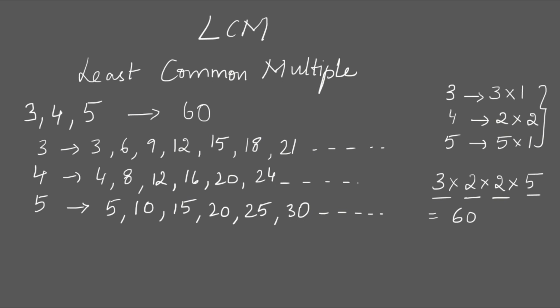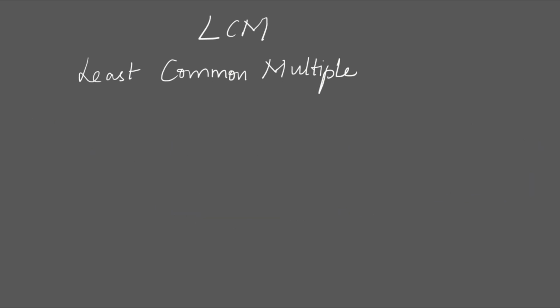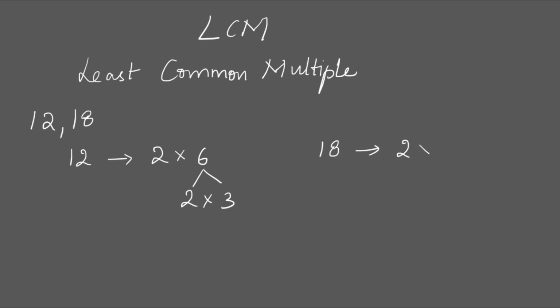In the same way, we'll do one more example. Let's find LCM for 12 and 18. 12 we can write as 2 into 6. 6 can be 2 into 3. And 18 we can write as 2 into 9 and 9 can be 3 into 3. So what are common here? 2 is common and 3 is common.